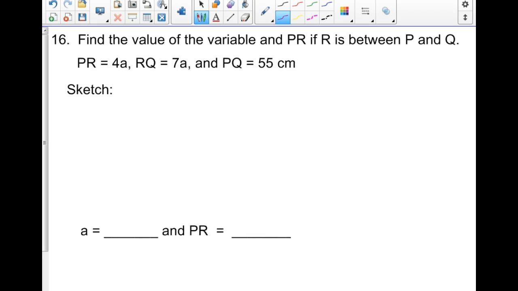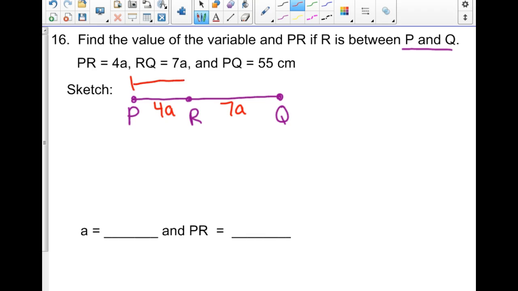Find the value of the variable and PR if R is between P and Q. First, you should sketch that R is between P and Q. So P and Q are on the ends. R is between them somewhere. Doesn't mean right in the middle, so I'm just not going to make it look like that. P to R is 4A. R to Q is 7A. And then all the way from P to Q is 55.